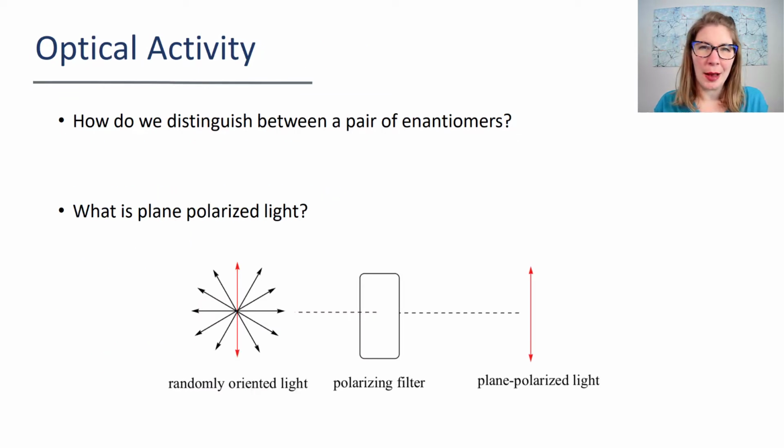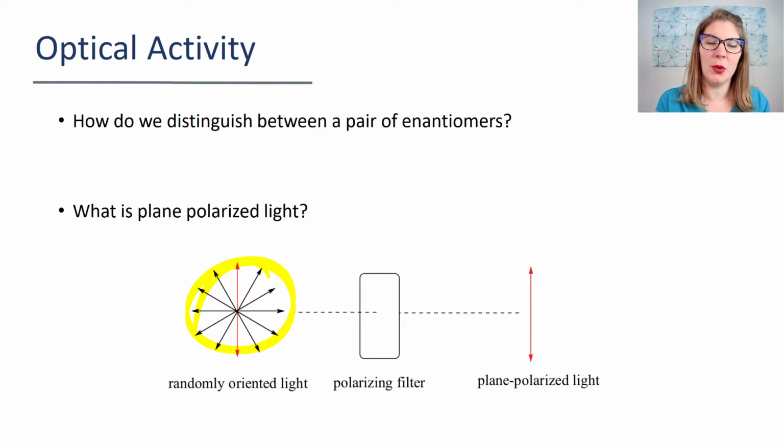This is where the idea of optical activity comes in. If we want to distinguish between a pair of enantiomers, the best way to do that is something called optical activity. Let's talk a little bit about what optical activity is. Now, when we talk about light, remember that light is going to be waves or particles, depending upon which definition you're looking at, that are just going out from any direction from your light source. And that's what this figure is supposed to show. This is randomly oriented light, so light going in all directions.